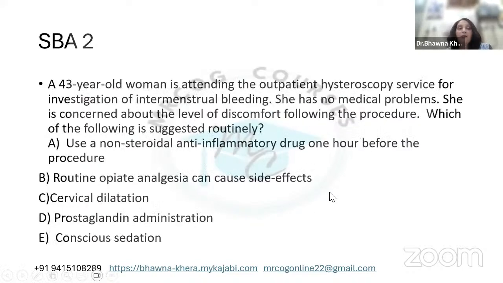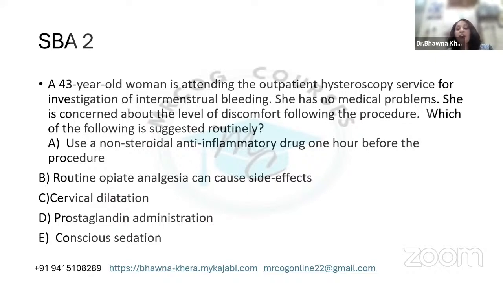Absolutely. Now, a 43-year-old woman is attending the outpatient hysteroscopy service for investigation of intermenstrual bleeding. She has no medical problems and she is concerned about the level of discomfort following the procedure. Which of the following is suggested routinely? Right? So we are talking about the level of discomfort because of the procedure.